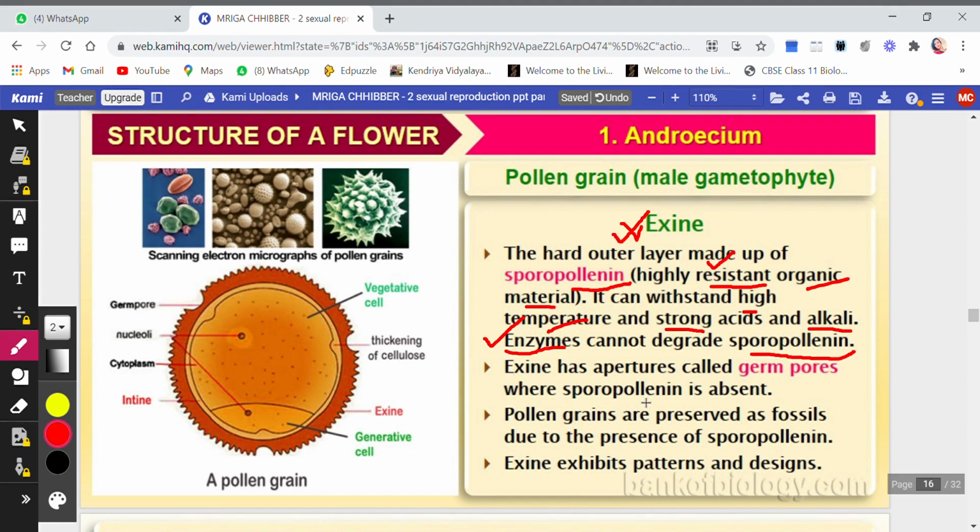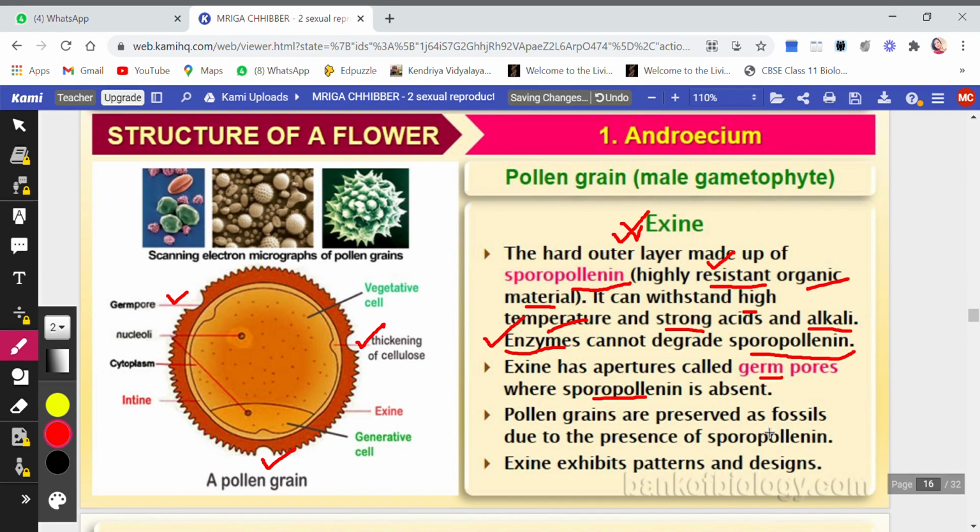Now exine has apertures, as you see in between there are apertures here. These are the apertures or you can say the germ pores, okay, where the sporopollenin is absent. Here at this point the sporopollenin is absent. Why is it absent? Because these are the points from where the pollen tube will come out or it will germinate. So these are the germ pores where the sporopollenin is absent.